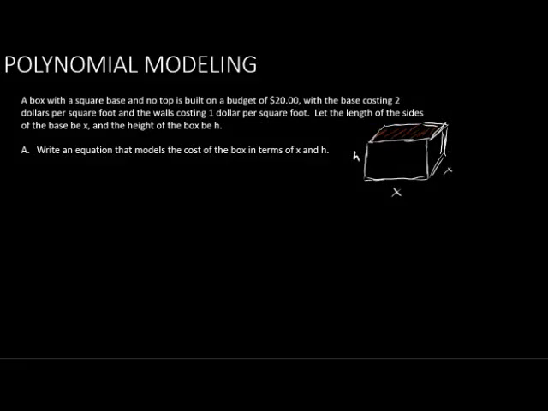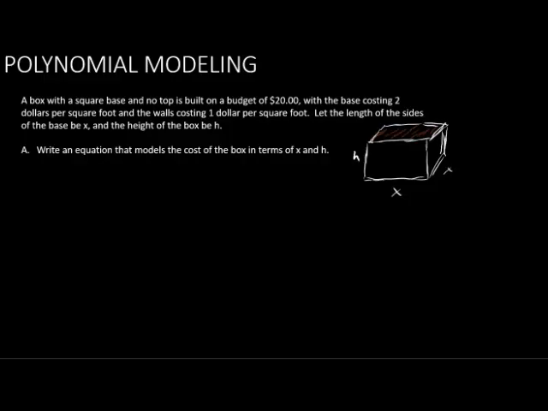Here we'll do more polynomial modeling practice. We're going to begin with a box that has a square base and no top. We're told that we're building it on a budget of $20, with the base costing $2 per square foot and the walls costing $1 per square foot.